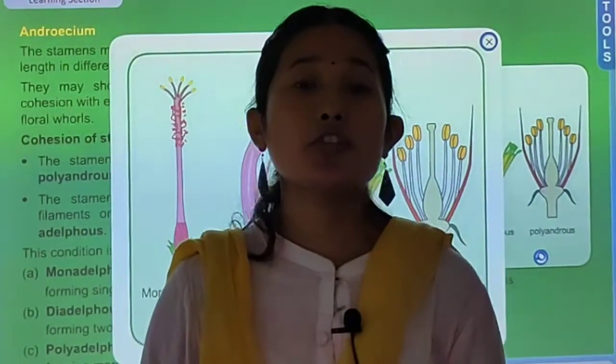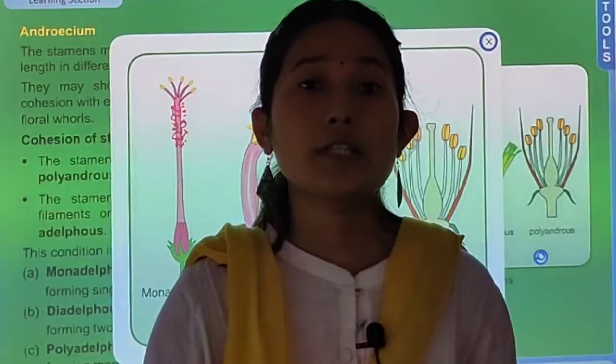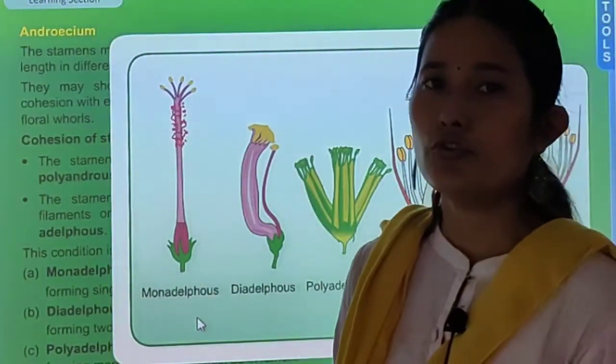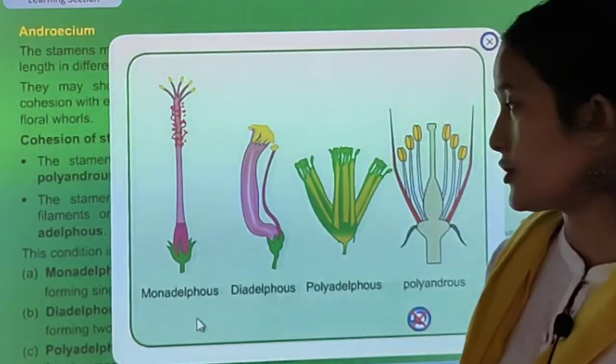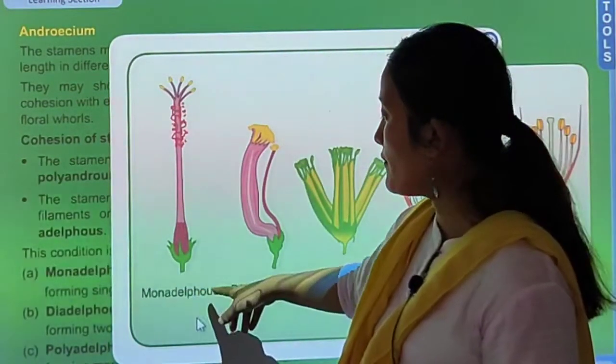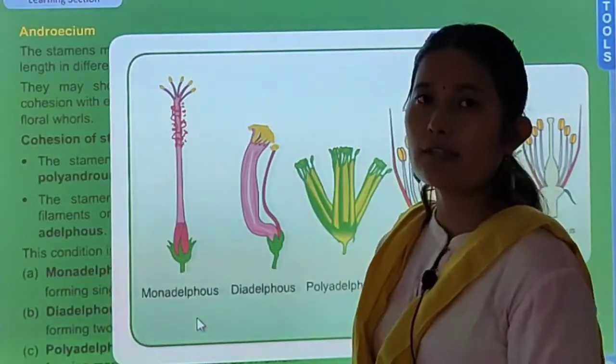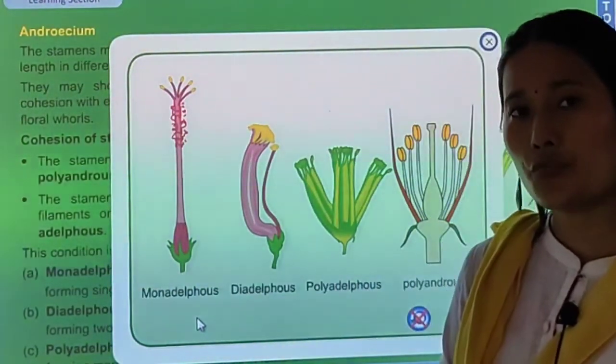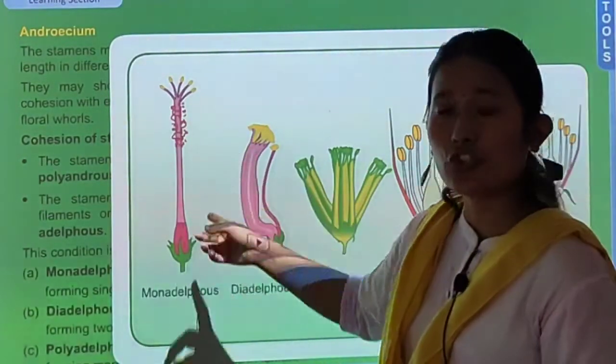On the basis of arrangement of the stamens also, you can group the Androecium into different types. In case of monodelphous, all the stamens are attached by a single filament, only your anthers are free. That can be seen in your China rose.